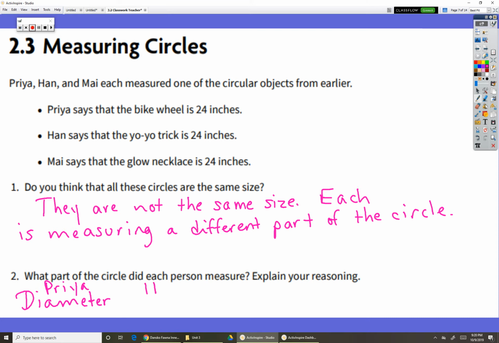Han, when he's talking about the yo-yo trick, he probably measured the distance from his hand to the yo-yo as he's spinning it. And that distance is likely about 2 feet. So Han was measuring the radius of the yo-yo trick. May, who said that the glow necklace was 24 inches, was probably measuring the circumference, or the distance around the glow necklace.